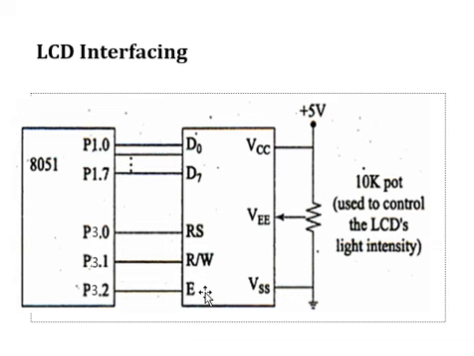enable pin. On the right hand side, if you check out, a potentiometer is connected to VCC, VSS and VEE. And this one is utilized to adjust the intensity of the LCD. Let us see the use of various control pins.